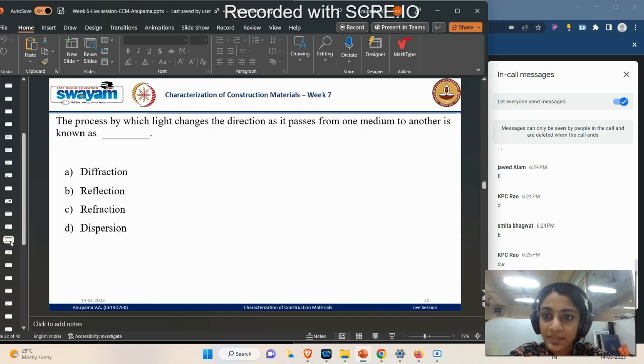The process by which light changes the direction as it passes from one medium to another is known as. It's like a very general basic physics question. What is the process by which the light changes its direction as it passes from one medium to another? We have done lots of experiments in school by keeping a pencil in water, etc. So, what is the process by which the light changes the direction as it passes from one medium to another?